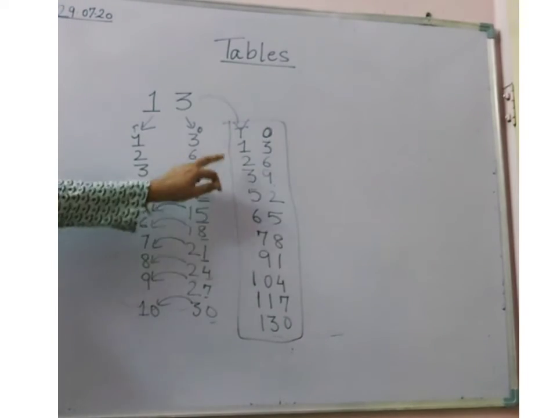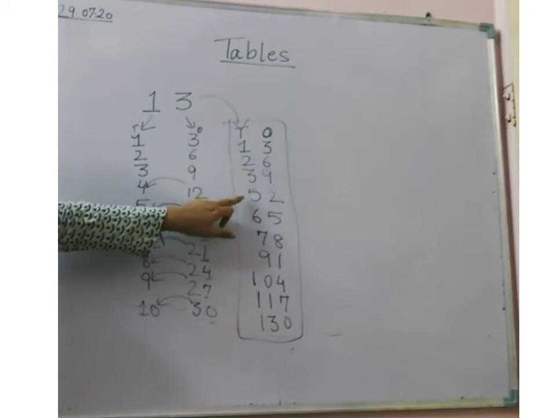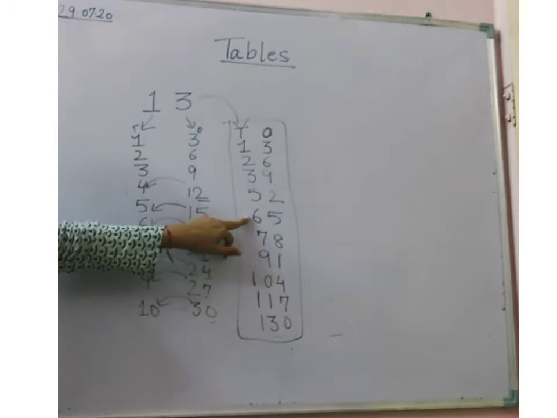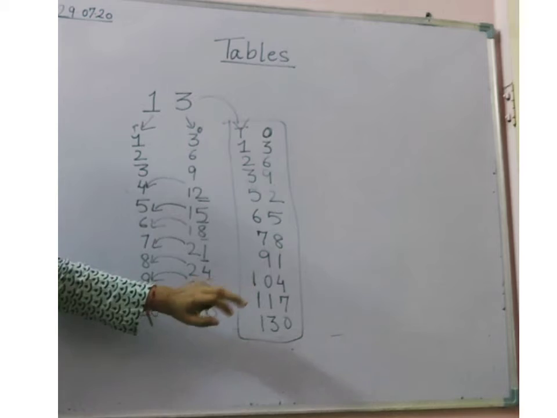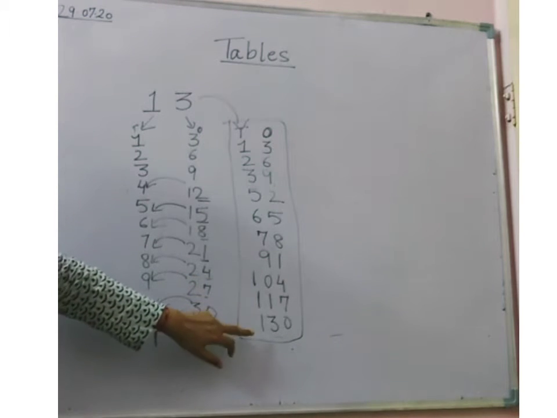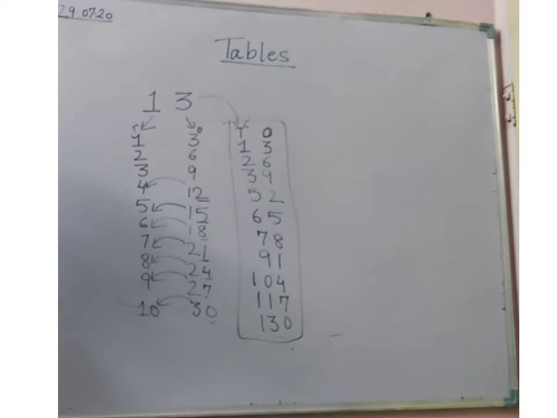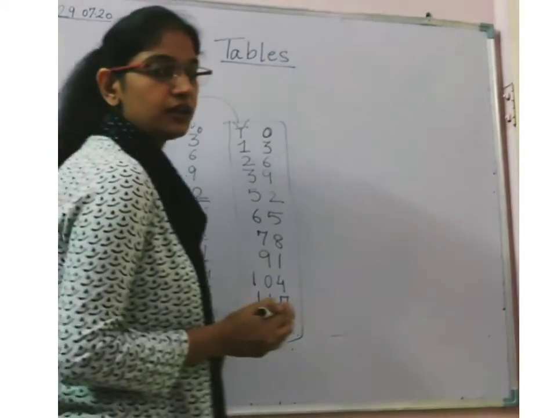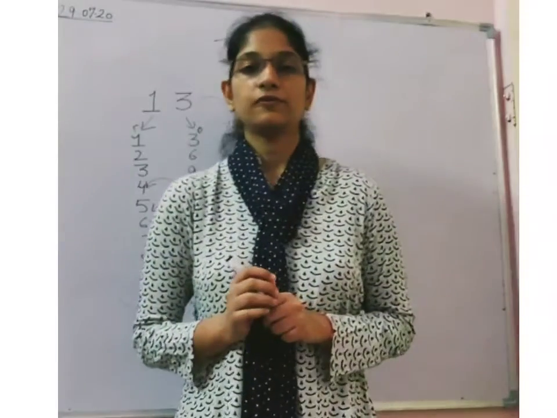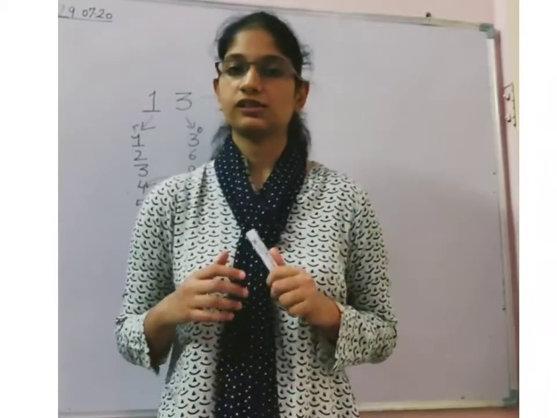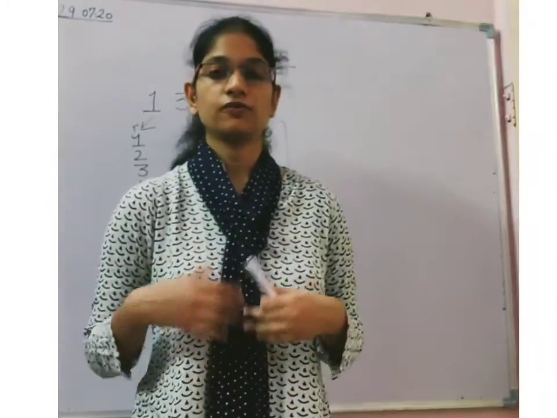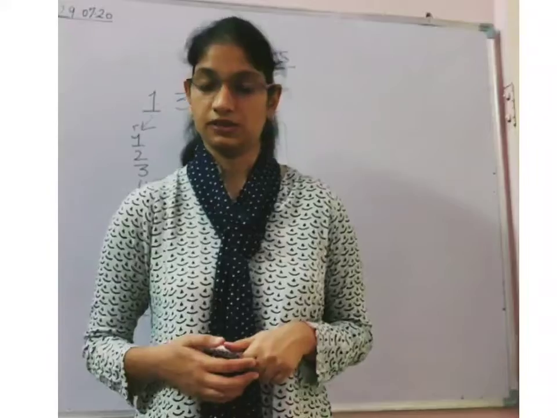Understood? 13 ones are 13, 13 twos are 26, 13 threes are 39, 13 fours are 52, 13 fives are 65, 13 sixes are 78, 13 sevens are 91, 13 eights are 104, 13 nines are 117, 13 tens are 130. Although it will be very admirable or very good if you learn these tables, but still if you're facing a problem in this learning and if you're forgetting again and again, you can use this method.